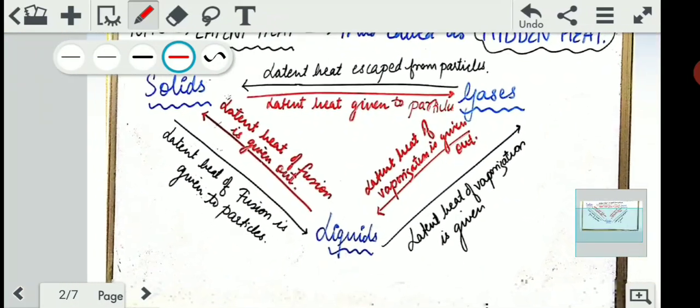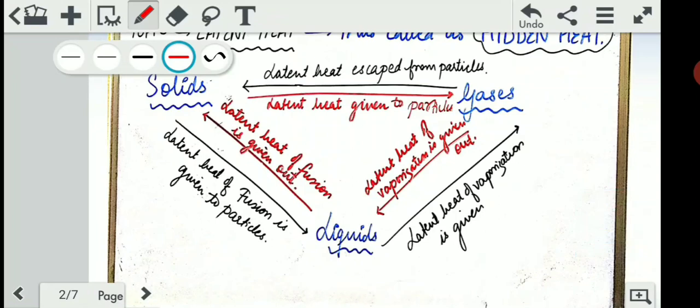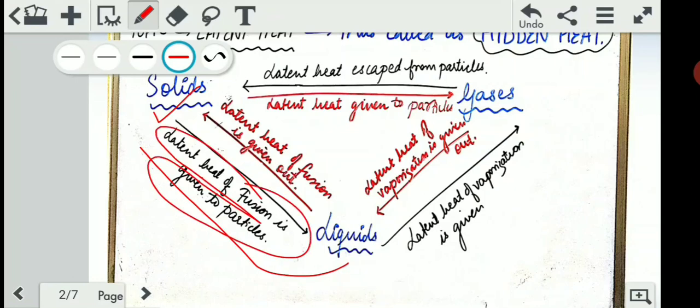Now we will understand latent heat of fusion and vaporization. See, solids getting converted into liquid, which heat is given to the particles? Latent heat of fusion. Right, simple thing: from ice to water, we are giving latent heat of fusion to the particles. And when we go from liquid to solid, we take that same latent heat of fusion back from them.